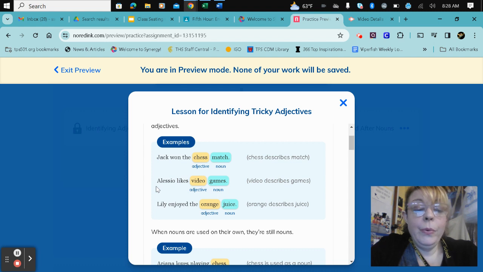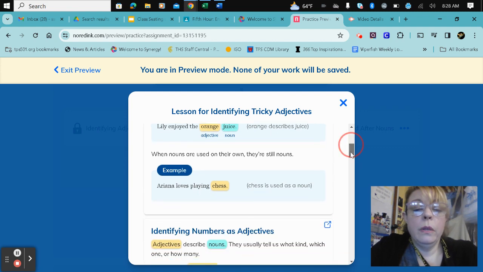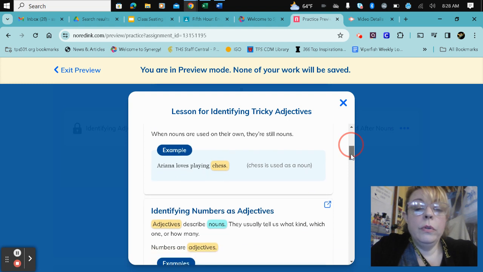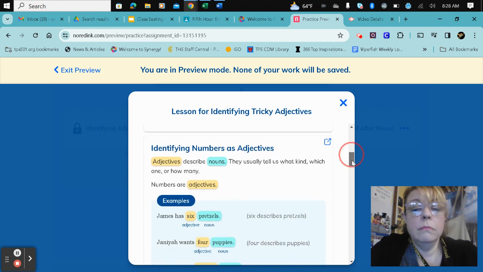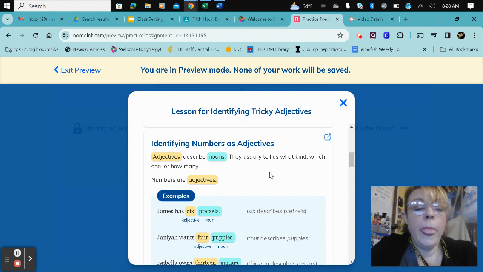Another one would be: Alessio likes video games. Video could be a noun, but it's used as an adjective in the sentence because it is describing what type of game. Same thing here: Lily enjoyed the orange juice. Orange is the adjective for the noun juice. When nouns are used on their own, they're still nouns, though. Ariana loves playing chess. That is still a noun because it's not describing anything.